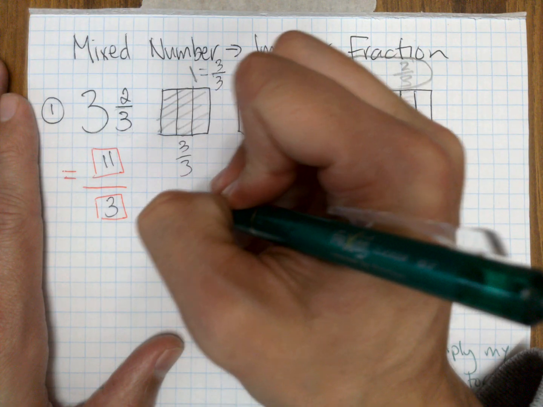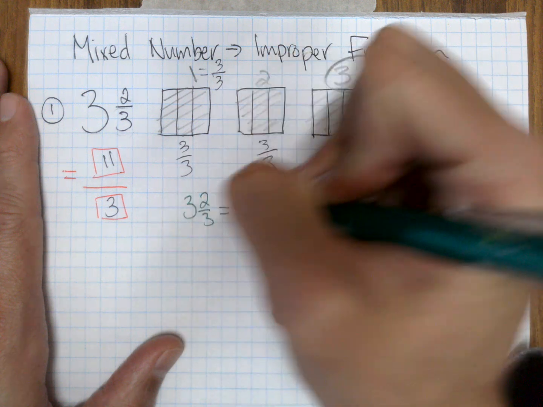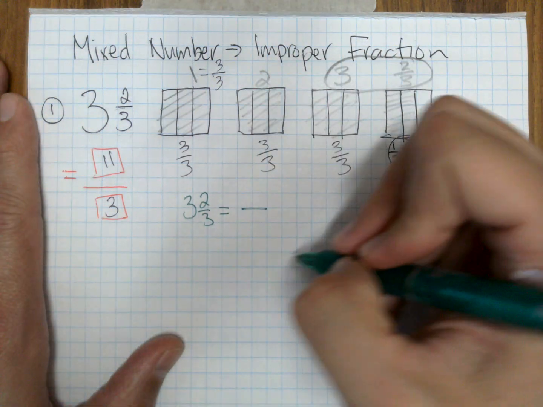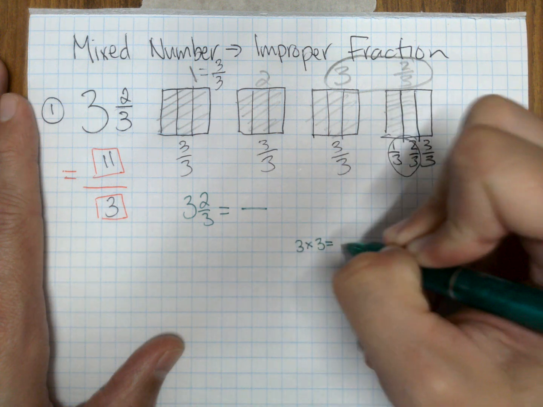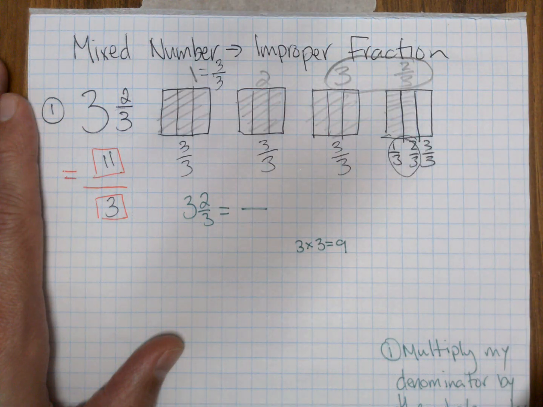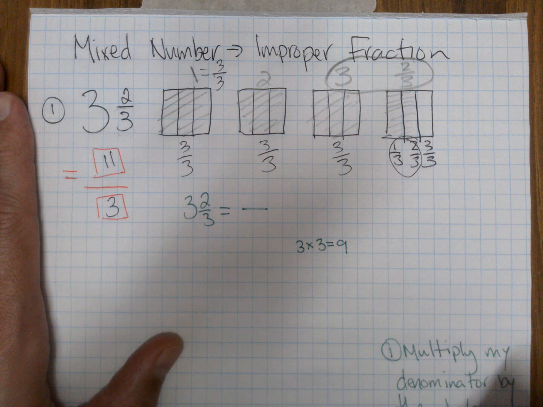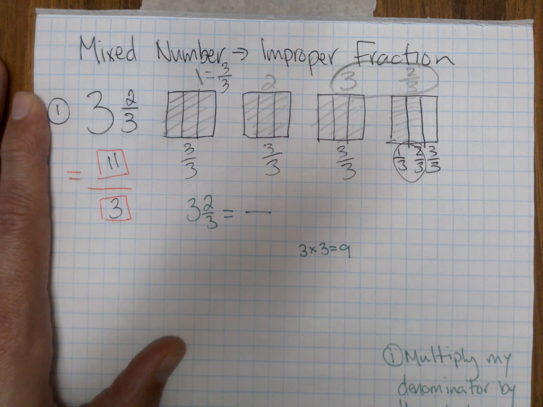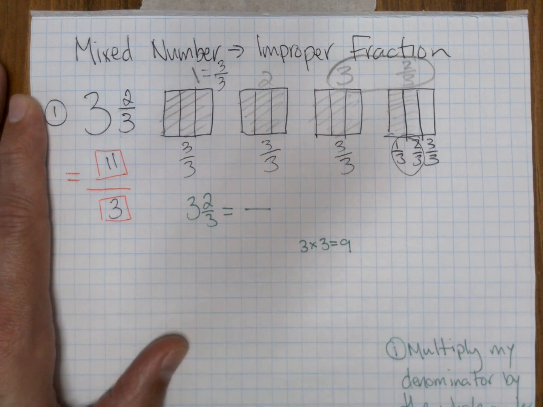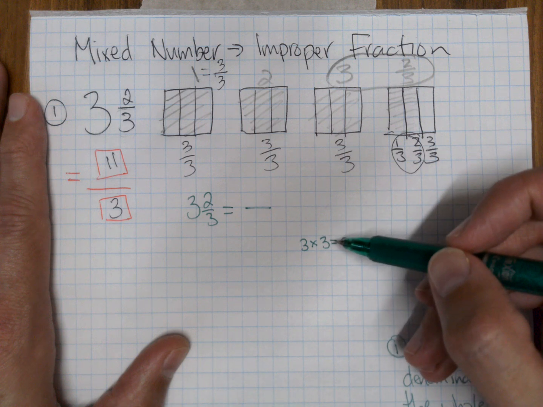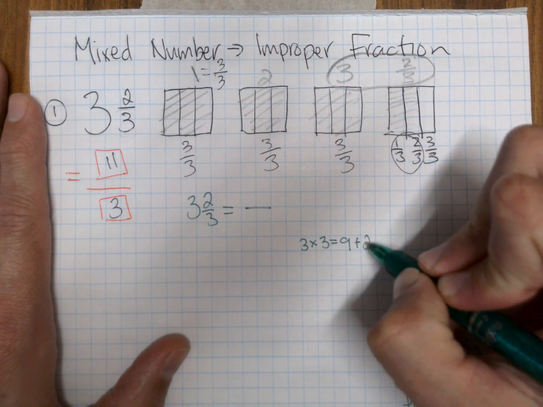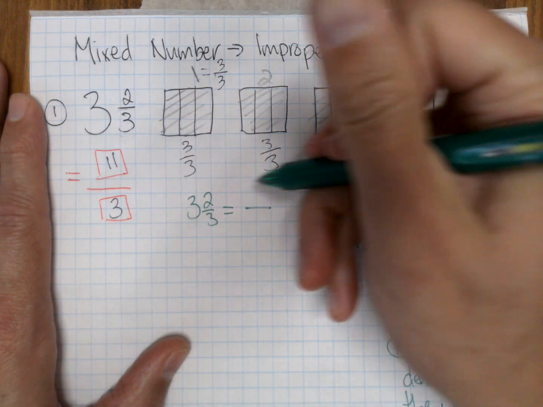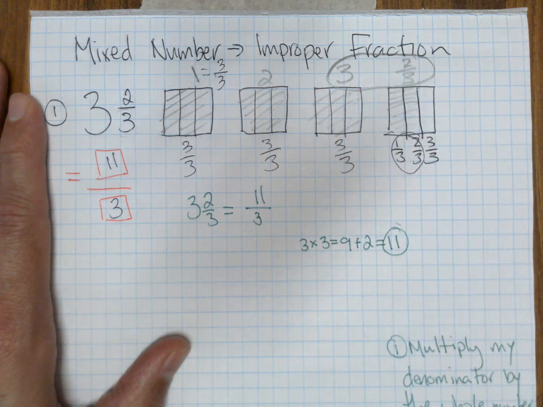All right, so I've got 3 2/3. I want to find out what that equals. And if I do a little scratch work down below, I can go 3 times 3 is 9. And then the next step is I add what is remaining. I add the existing numerator to my product from step 1. All right, and that will work. So 3 times 3 is 9. I'm going to add this numerator, get 11, and I know that this is going to be my new numerator, and my denominator stays the same.